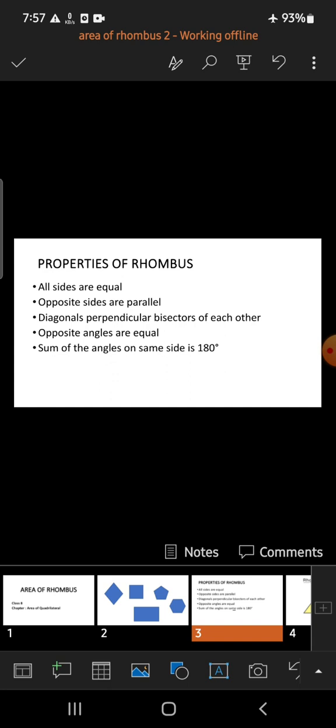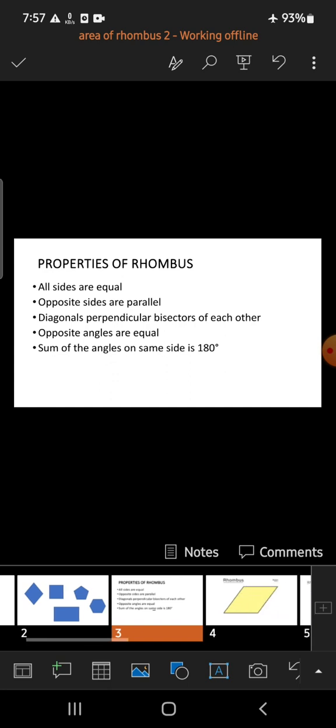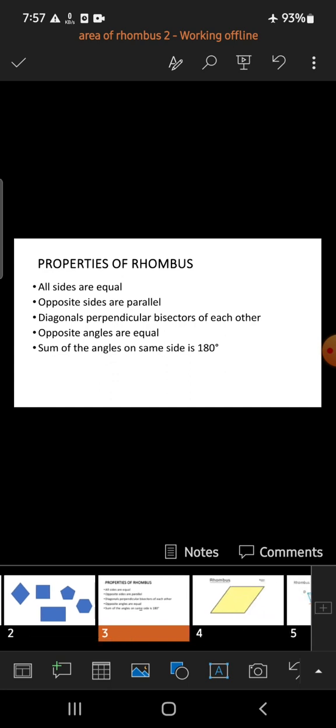Okay. Then coming to the angles, the opposite angles are equal and the sum of the angles on the same side is 180 degrees. So can you tell me once more again? The properties of rhombus include all sides are equal, the opposite sides are parallel, the diagonals are perpendicular bisectors of each other, the opposite angles are equal, and the sum of the angles on the same side is 180 degrees.